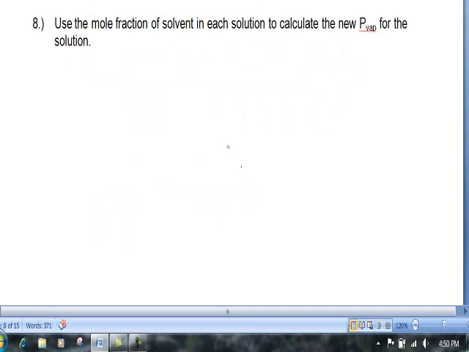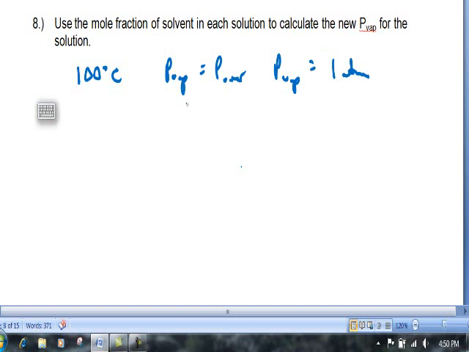To calculate the new vapor pressure for the solution compared to the vapor pressure of the pure solvent, we need to know what the vapor pressure of pure solvent is at some given temperature. Given that water boils at 100 degrees Celsius, and that at this temperature the vapor pressure has to equal the pressure over the liquid, the vapor pressure at 100 degrees would be 1 atmosphere. This gives us our known vapor pressure at a known temperature for our solvent, which in this case is water.